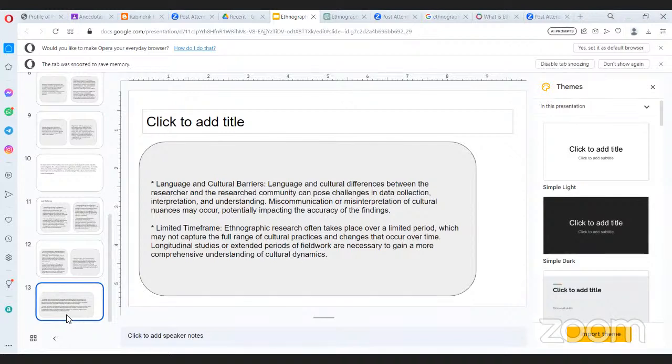And specifically, you can do the time series type of analysis, how the behavior pattern is changing over time due to different contextual factors. So this is all about ethnographic research methodology today.